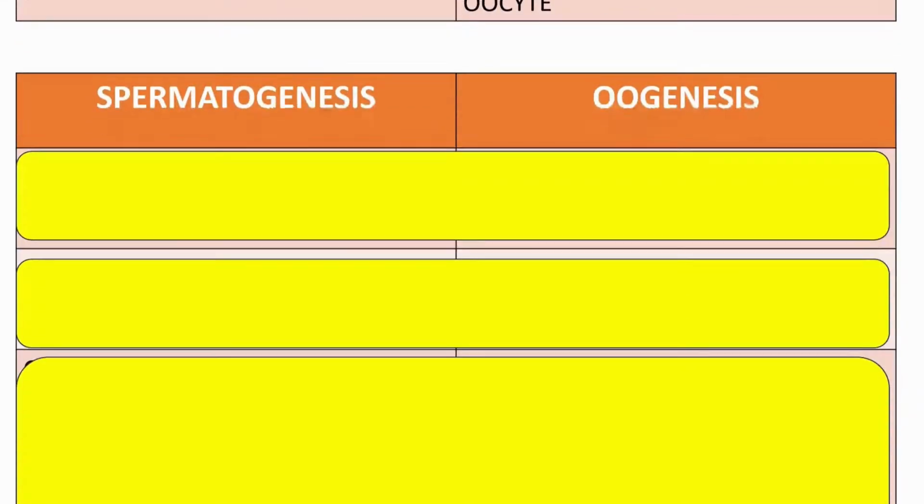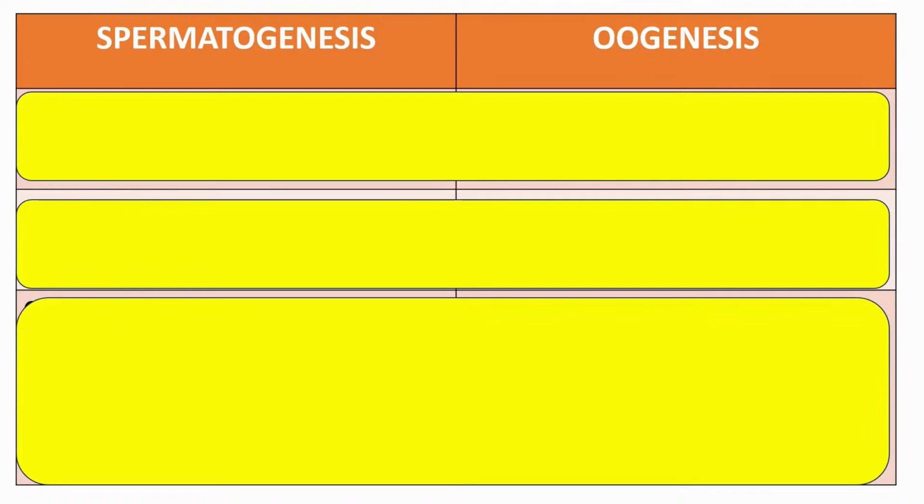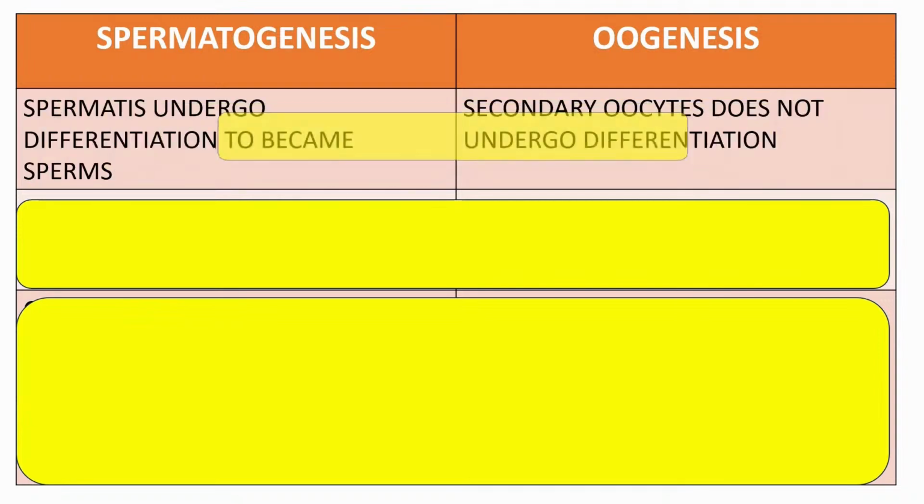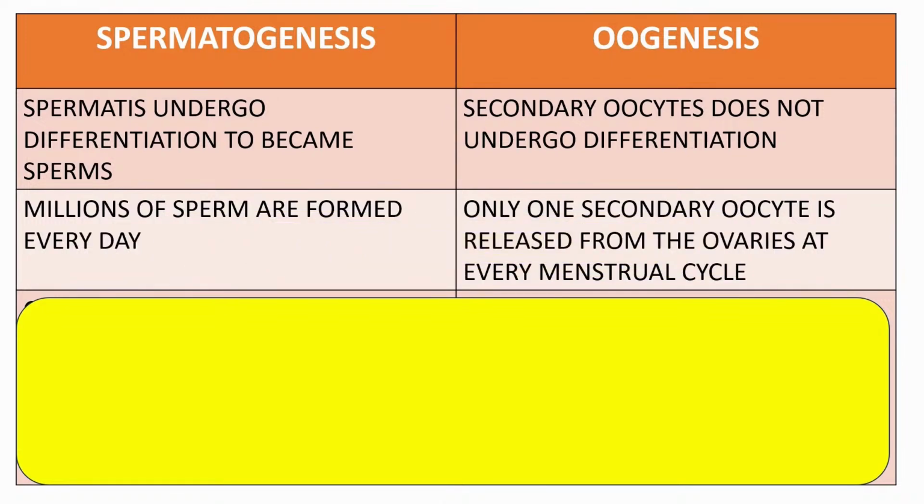And next, spermatogenesis. Just now we know that it becomes immature first before it becomes sperm. So spermatid must undergo differentiation before it becomes sperm, while secondary oocyte does not undergo differentiation. And for spermatogenesis, millions of sperm are formed every day, while in oogenesis, only one secondary oocyte is released from the ovaries at every menstrual cycle.